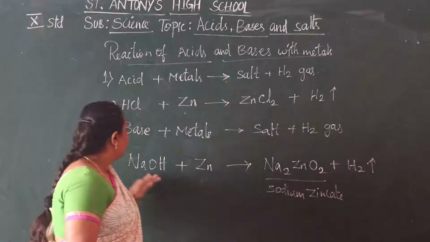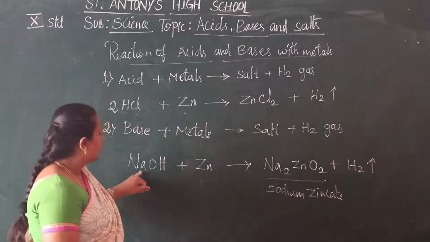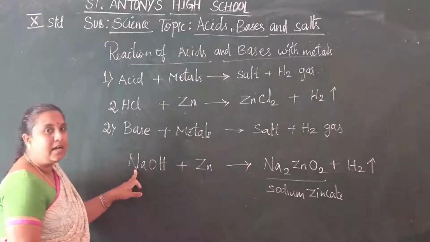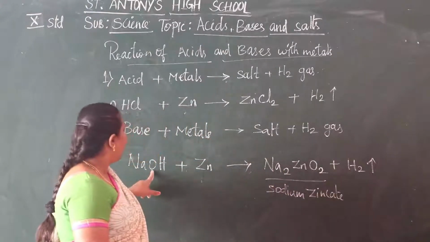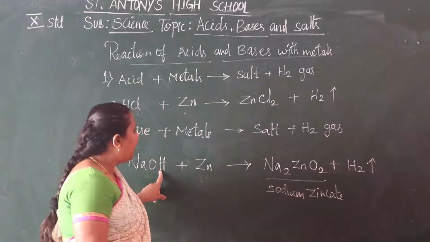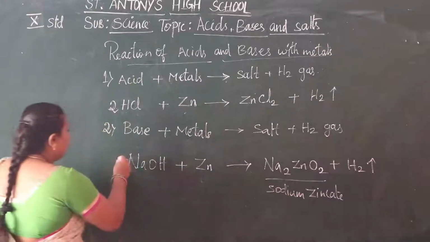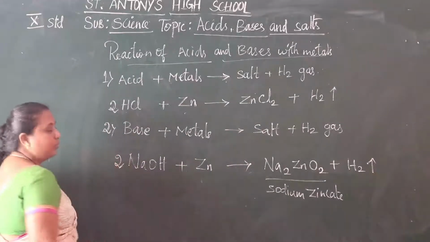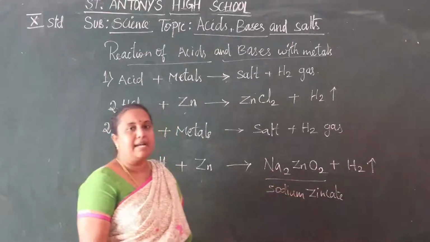Here also we want to balance the equation. See, sodium is only one atom here, and here two atoms of sodium. Here oxygen 1, here oxygen 2, and here hydrogen 1, here hydrogen 2. So we want to multiply here by 2. Now let us see, the equation is balanced.